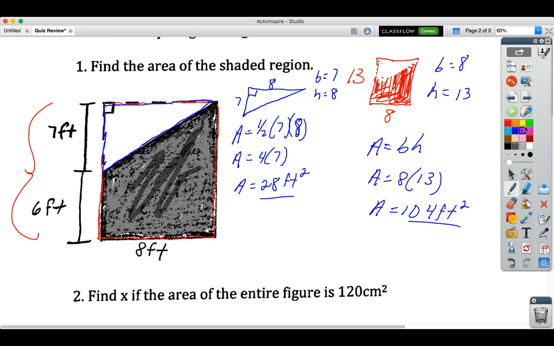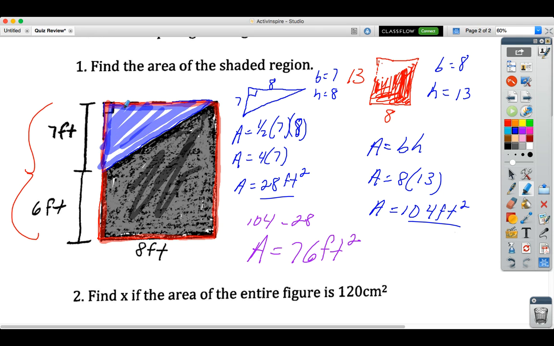All right, so now we will then say 104 minus 28, and that will then give us an area of 76 feet squared. So we solved this by first solving for the area of the entire rectangle, and then second, removing the area of that triangle here to figure out what was left over in just that black region. All right, let's move on to the last question.